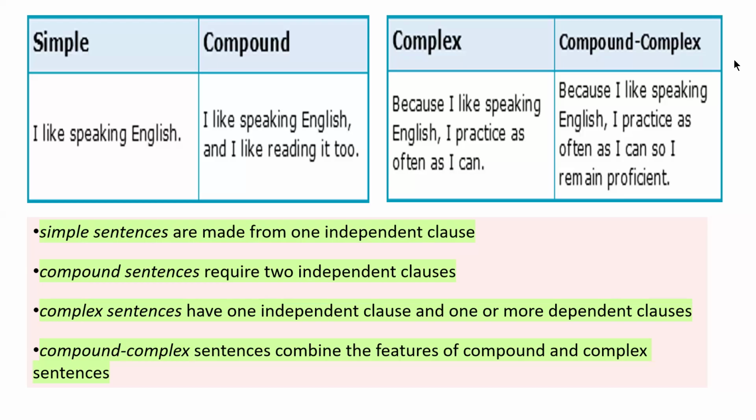Because I like speaking English, I practice as often as I can, so I remain proficient. "Because I like speaking English" is a dependent clause. "I practice" is an independent clause. So there is a combination of compound and complex sentence. "So I remain proficient" becomes an independent clause. So there is a mixture of compound and complex sentence. It becomes compound-complex.